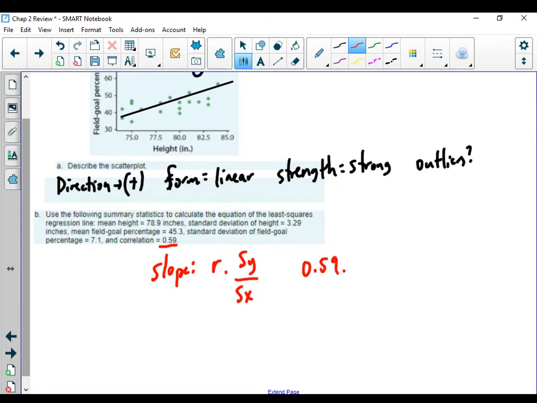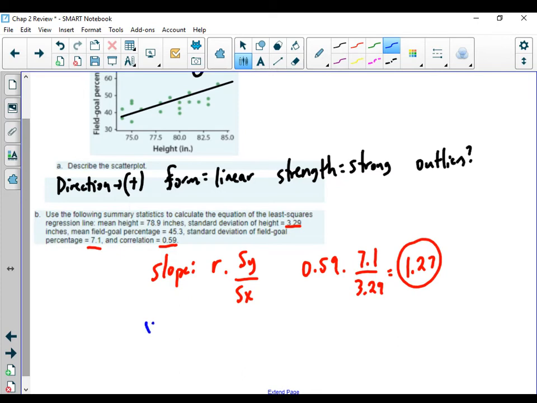The Y values were the field goal percentage. So if we look at the standard deviation of the field goal percentage, that was 7.1. The X values were the heights, so the standard deviation of height was 3.29. So I'm going to punch that in and see what our slope was. And I get 1.27 for the slope.